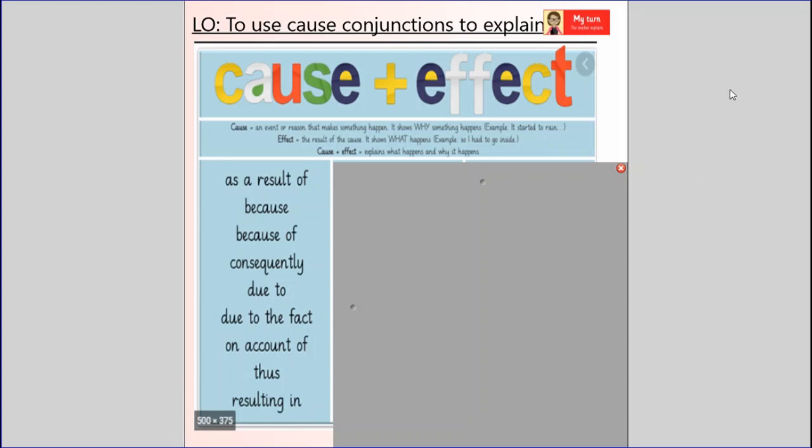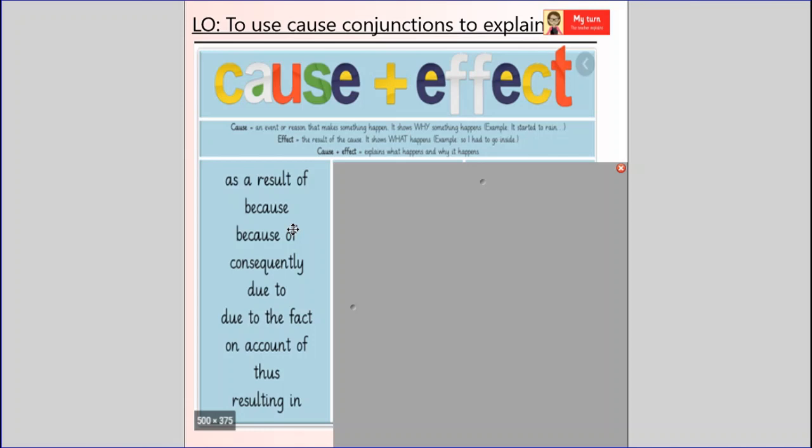Okay, so well done if you said that a cause conjunction explains a reason for something or a reason why something happens. Conjunctions like as a result of and because, they do just that. They explain why something has happened. A way I like to remember that is if you take a little look at the word because, you can see that the root word in because is cause. Yeah, so that helps me remember that because is a cause conjunction.